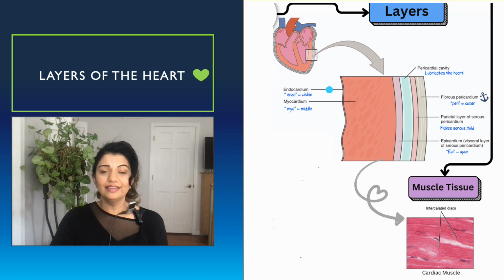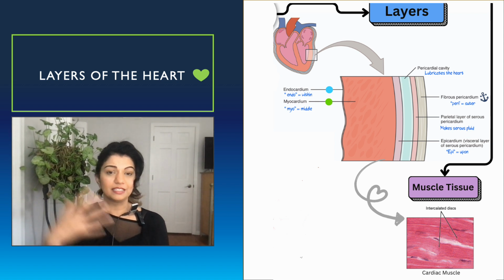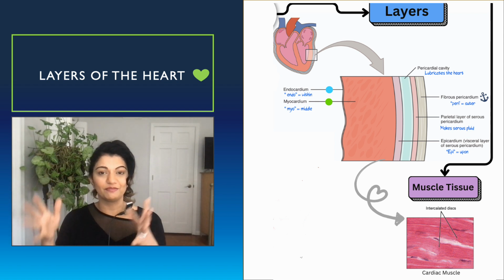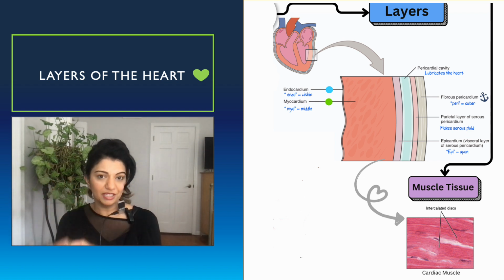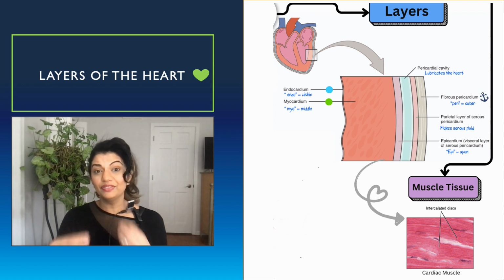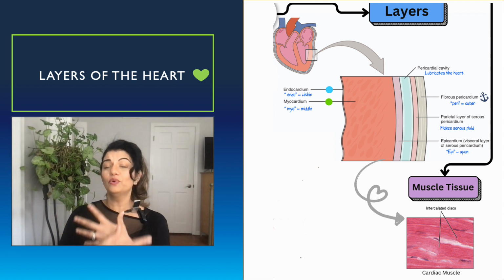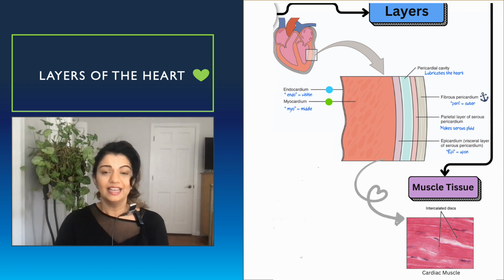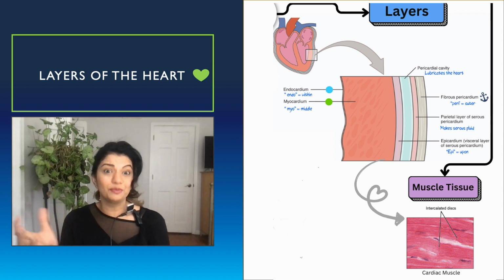Right, so the next one is the myocardium. Now this is easy to remember because myo means muscle and M also stands for middle. So you can remember myocardium is the muscular middle layer. Now this is the thickest layer and it's where all the magic is happening. It's the contractile powerhouse of the heart. So if the heart was a car, this would be the engine, right?